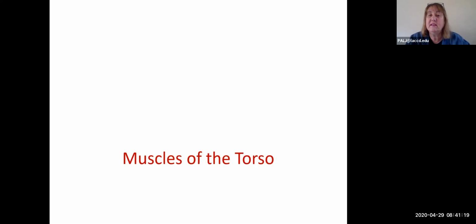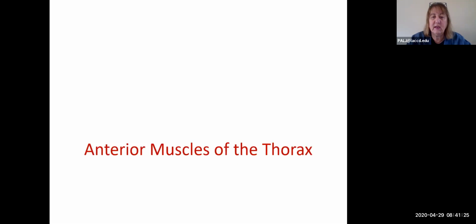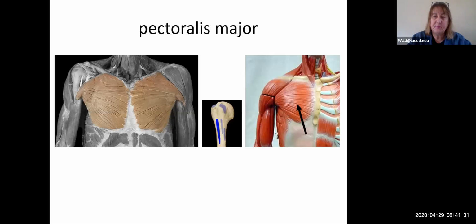Good morning. In this video, we are going to start our exploration of the muscles of the torso, and specifically, we are going to do the anterior muscles in the chest area or in the thorax. So the first one is the muscle that is commonly known as the pecs, and this is the pectoralis muscle.